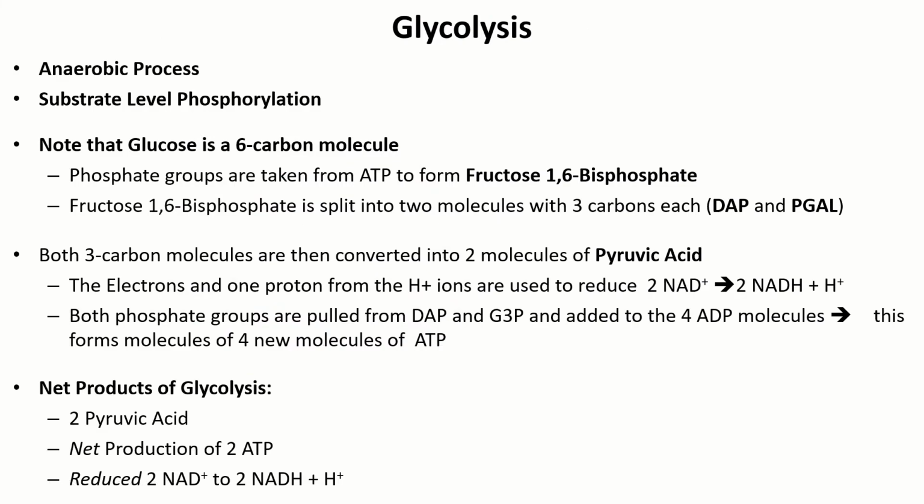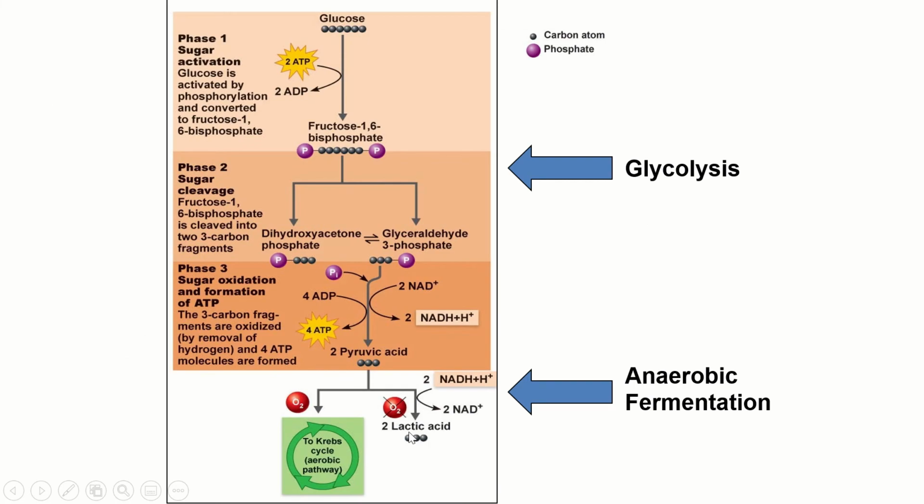And so when you take a look at the overall product tally for glycolysis, you'll see it written as this. Net products are 2 pyruvic acid molecules and a net production of 2 ATP. The reason we consider it net production is although you generate 4, you had to use 2 at the very beginning. So it's really only 2 that you make that can be used by other processes.